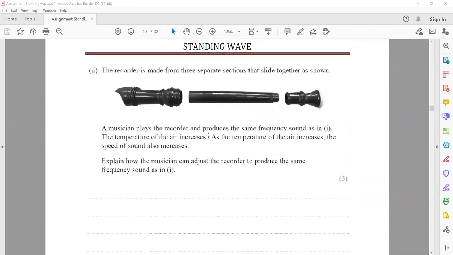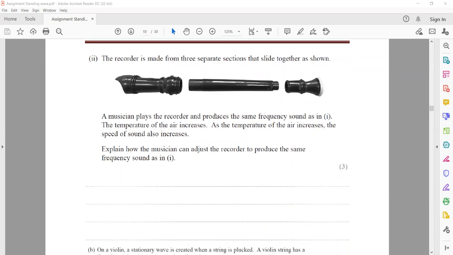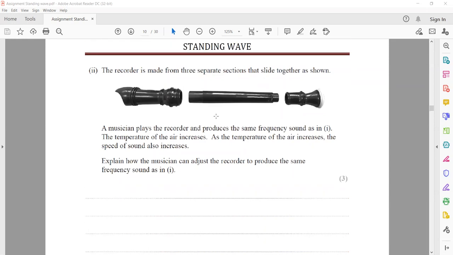The recorder is made from 3 separate sections that slide together as shown. So 3 separate sections slide together and make this whole recorder. A musician plays the recorder and produces the same frequency as in A1. The temperature of air increased. As the temperature increased, the speed of the wave also increased. Explain how the musician can adjust the recorder to produce the same frequency. So the musician wants to produce the same frequency. As the temperature increases, the speed is also increasing.